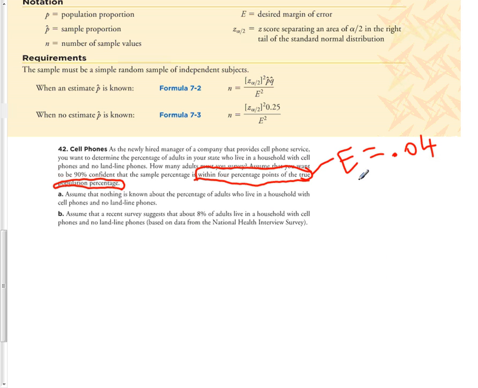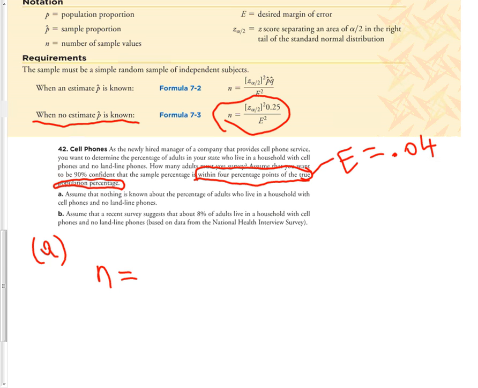All right, now let's go ahead and do part A. Part A says, assume that nothing is known about the percentage of adults who live in households with cell phones and no landlines. Because nothing is known about the true percentage, we have no estimate. So when no estimate p hat is known, we're going to use formula 7.3. So part A is telling us to use formula 7.3 to determine n. So n is equal to z of alpha over 2 squared times 0.25, divided by e squared.